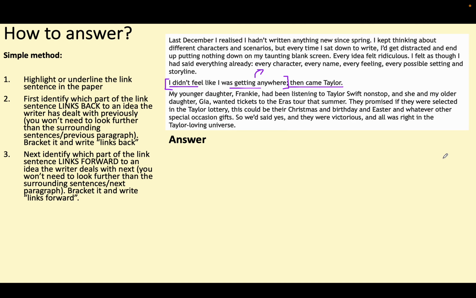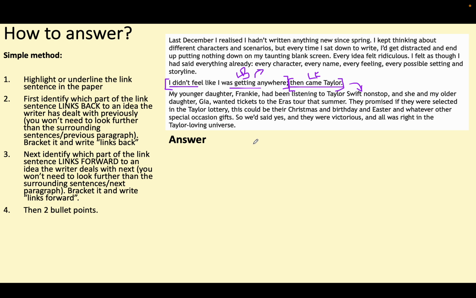Next, what you have to do is exactly the same for the part that links forward. So this next paragraph is actually about Taylor Swift, isn't it? And in this part of the link sentence, he deals with Taylor Swift. So that part links forward. So I'm going to put LB, label it, LB, and then I'm going to put LF. Okay, really nice and clear. The reason why you should label it is that as you come to write your answer, it's just really nice and clear for you, okay?